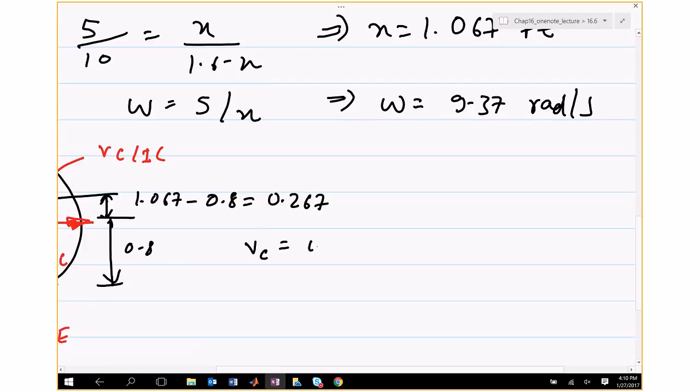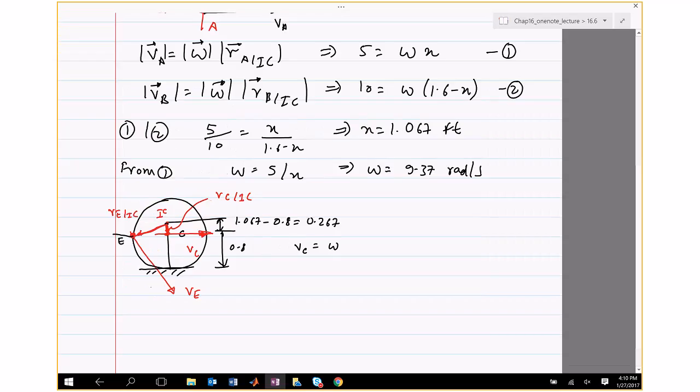VC is omega times RC with respect to IC. Omega is 9.37. The distance from IC to C is simply 0.267. So the velocity of point C is going to be, this comes out to be 2.5 feet per second.